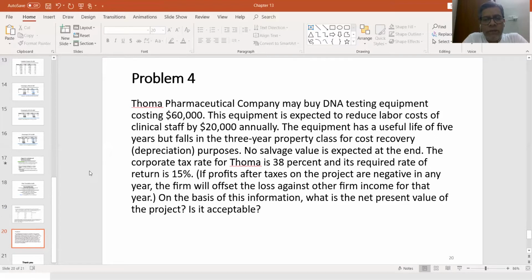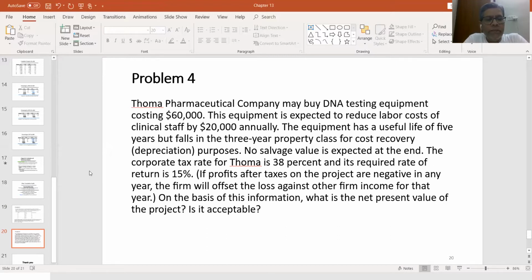And if we have 3 years, the depreciation can be applicable for 4 years. If there are 5 years, the depreciation rate can be applicable for 6 years. And all these rates will be given in the questions. I don't have the rates in this question, but the rates should be given. No salvage value is expected at the end. So once you have utilized this machine, the value would be 0.